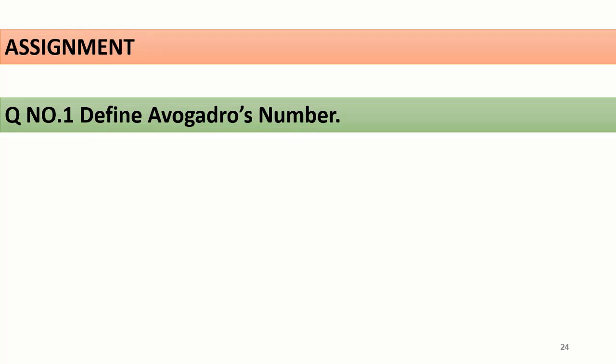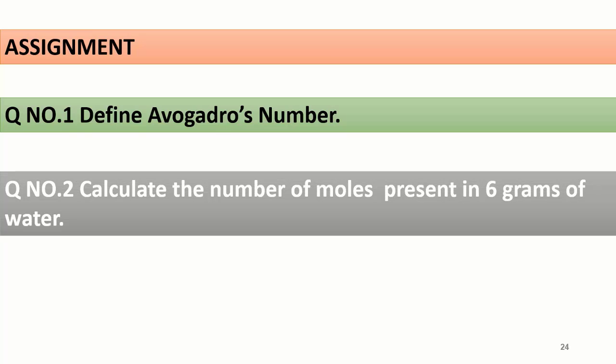Now there is an assignment for you. Question number 1, define Avogadro's number. You have to define Avogadro's number. And question number 2 is calculate the number of moles present in 6 gram of water. You have to calculate number of moles in 6 gram of water.